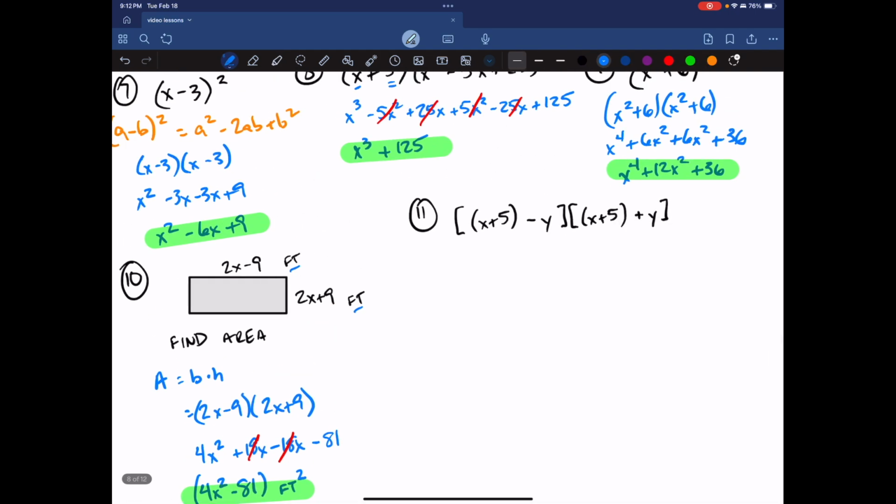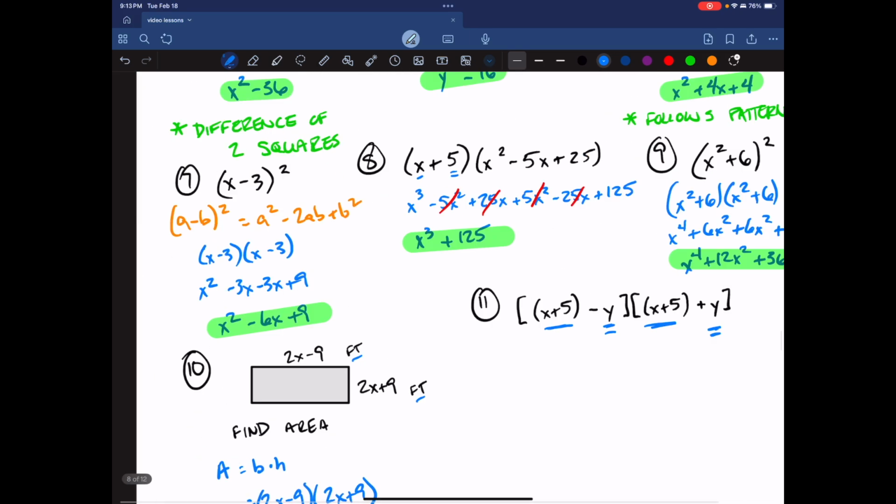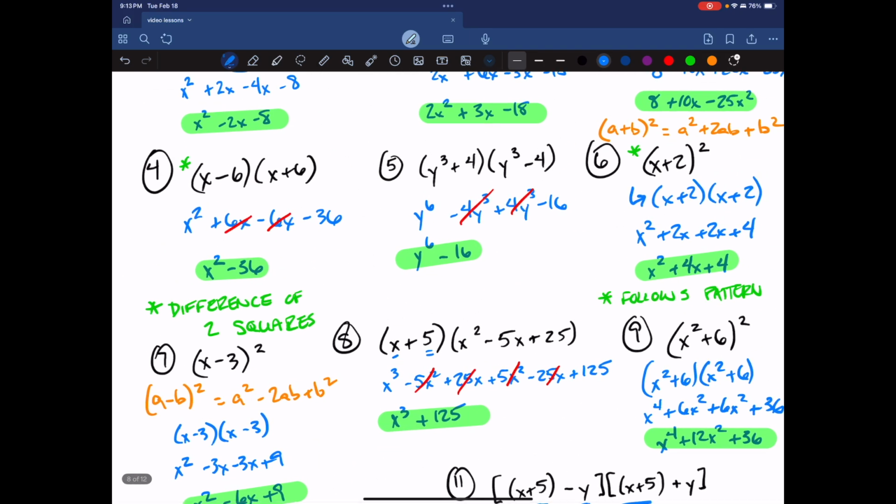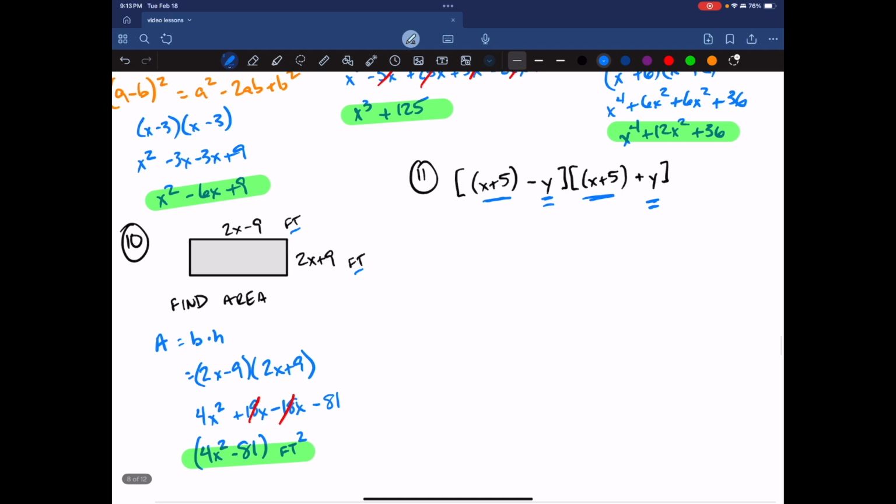All right, last problem. Before we get into this, I really just want you to notice I got my first term, my second term, my first term, my second term, and the only thing that's different is the sign in between. So this is also a difference of two squares situation that we saw back on number 4 and 5. It's just a little more complicated, but it doesn't change how you work it at all. So you just do it one thing at a time.